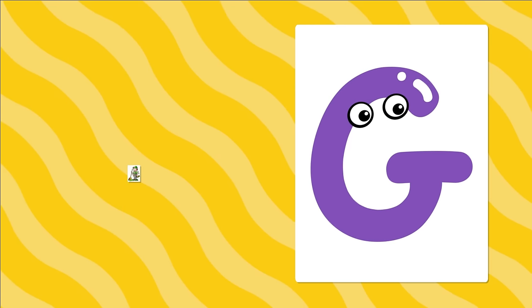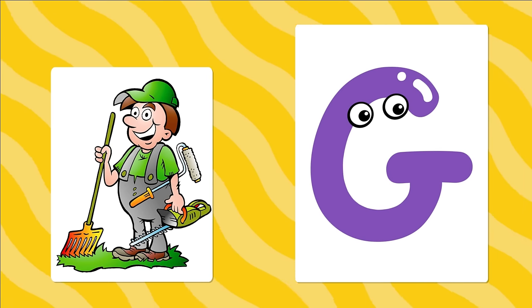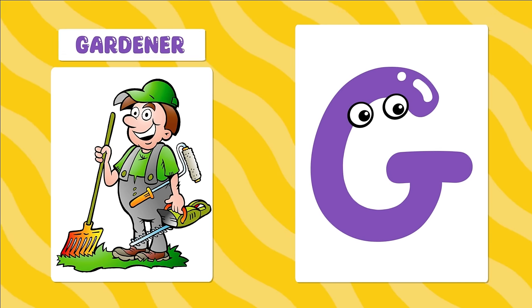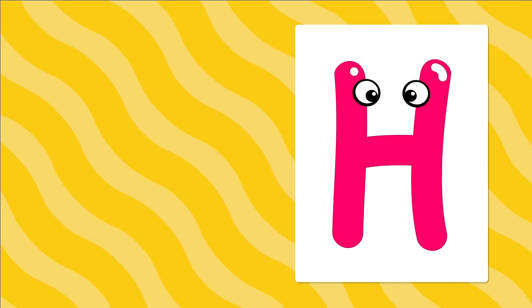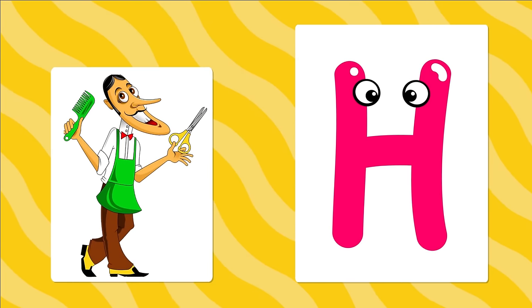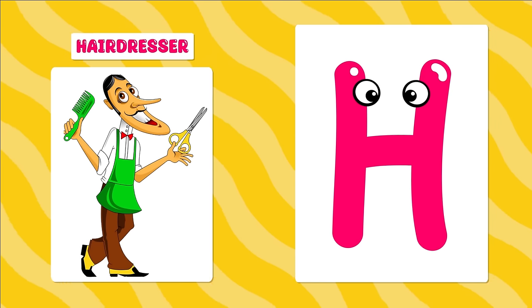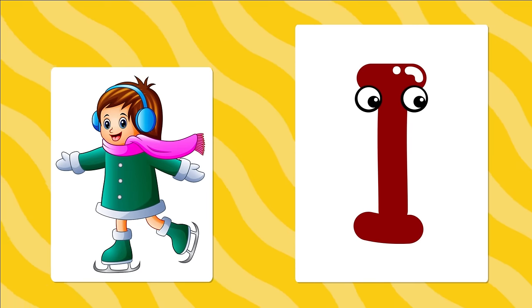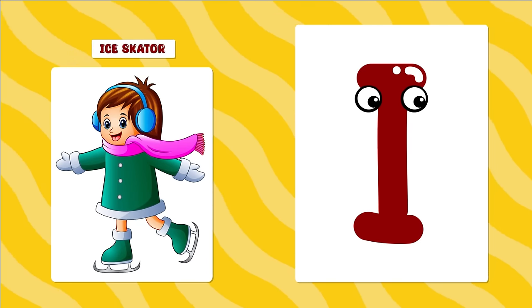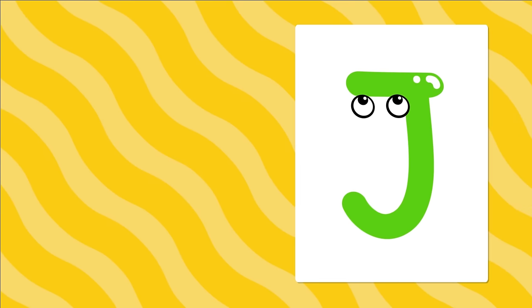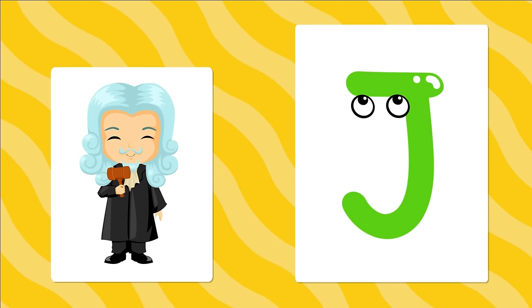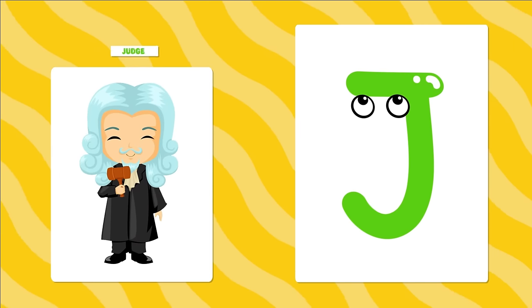G. Gardener. G is for gardener. H. Hairdresser. H is for hairdresser. I. Ice skater. I is for ice skater. J. Judge. J is for judge.